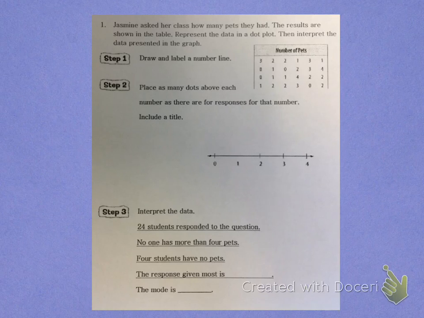Let's practice this. Number 1 says Jasmine asked her class how many pets they had. The results are shown in the table. Represent the data in a dot plot, then interpret the data represented in the graph. So if you notice, our first step is to draw a number line, and I have already done that for you. Your second step is to place as many dots above each number as there are responses for that number. So we would grab the responses from this table.